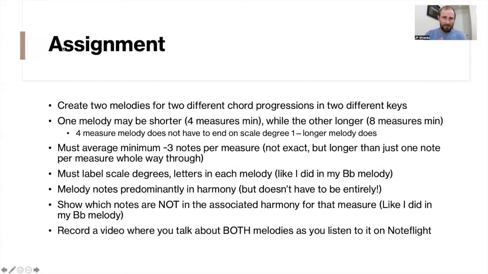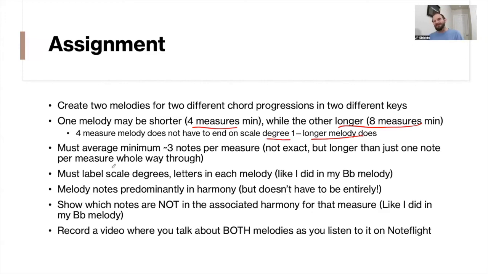So let's talk about the assignment and outline it clearly here. What we're going to do is create two different melodies. One will be shorter and one will be longer. You will do that for two different progressions in two different keys. The shorter melody must be 4 measures in length. The longer melody must be 8 measures in length. The 4-measure melody does not have to end on scale degree 1, but the longer one does.